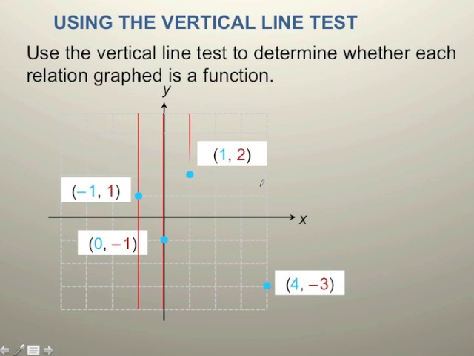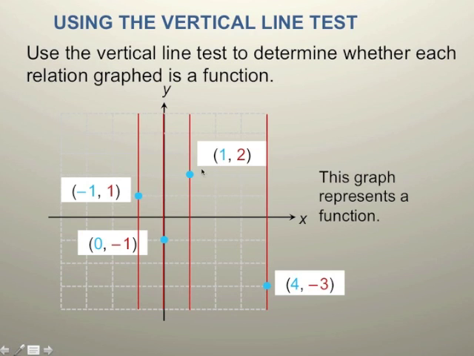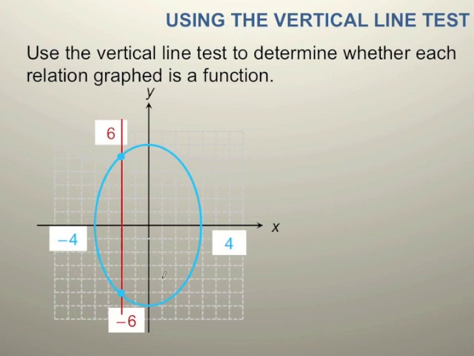Let's take a look at some of those. This function is these 4 points. And you can see we've drawn a vertical line through that one, through that one. Here we'll finish them and get the vertical lines through here. Each vertical line only intersects one point, so this is a function. Now we have an oval here, an ellipse. And when we draw the vertical line there, it intersects in 2 points. So this is not a function.